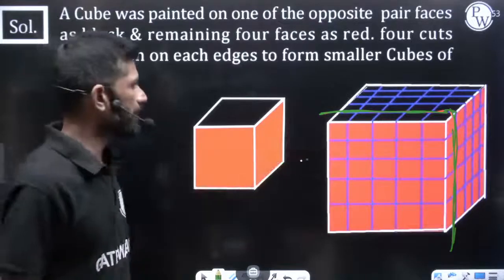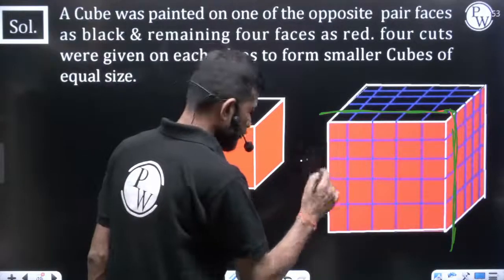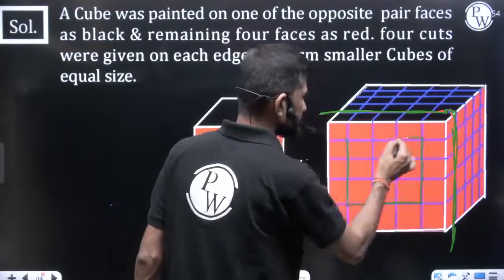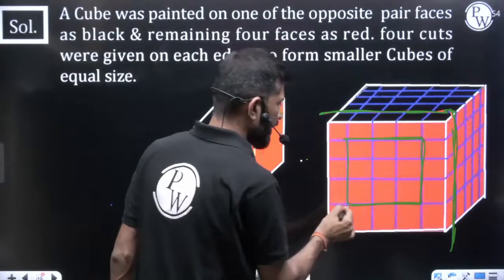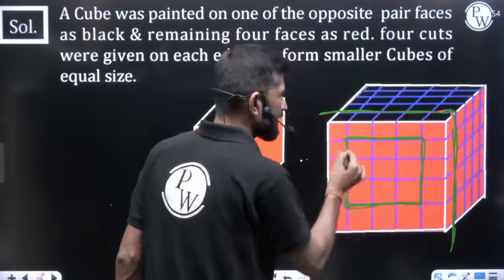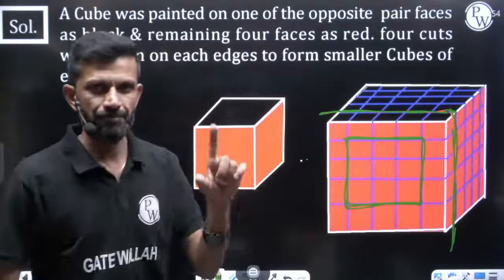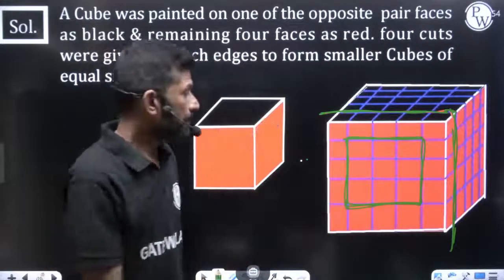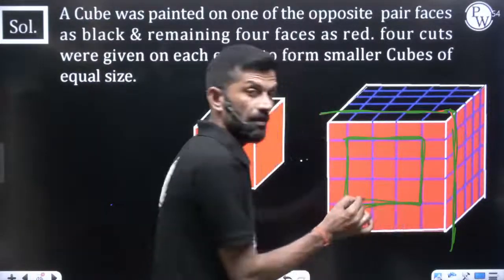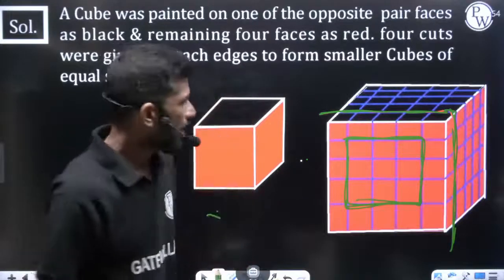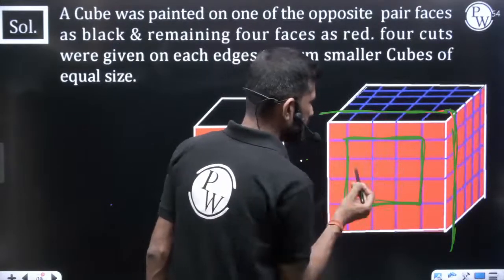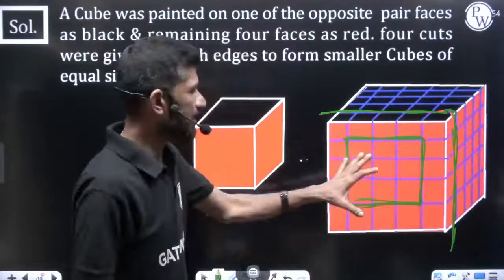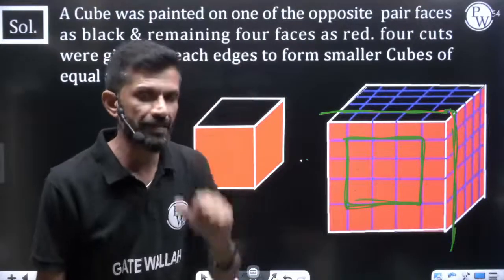In this front layer, just observe, these cubes will have only one face painted, because the remaining portion will be inside, so it won't get any paint. How many are there? 1, 2, 3, 4, 5, 6, 7, 8, 9. 3 this side, 3 this side, 9. So a total of 9 cubes have one face painted.